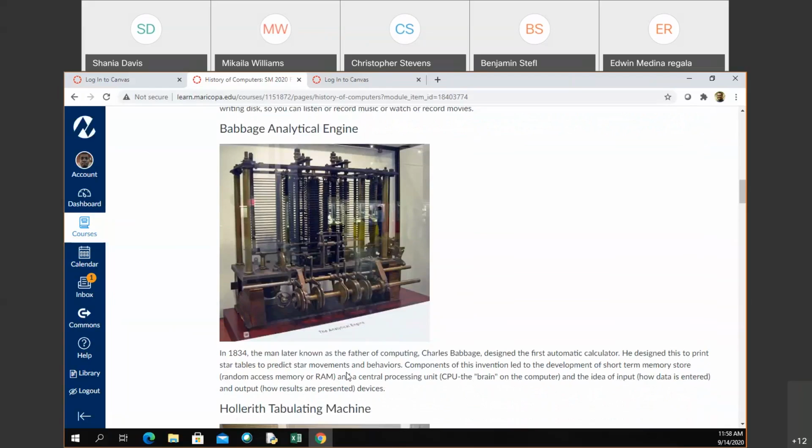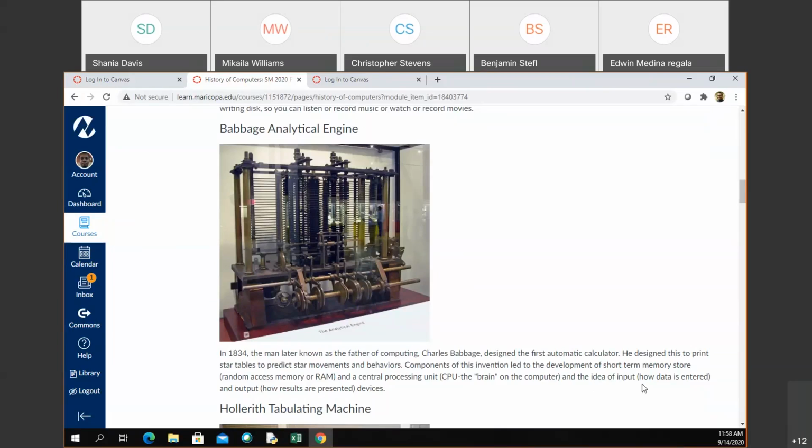Components of this invention led to the development of short-term memory storage. So random access memory, or RAM, which we'll talk about a little bit, and then the central processing unit, or the CPU, and the idea of input, data being entered, and output, how it's presented. And so these four things, storage, processing, input, and output, are the type of devices that you need for a computer. So many of you probably can think now, just by me saying that, my computer does have storage.